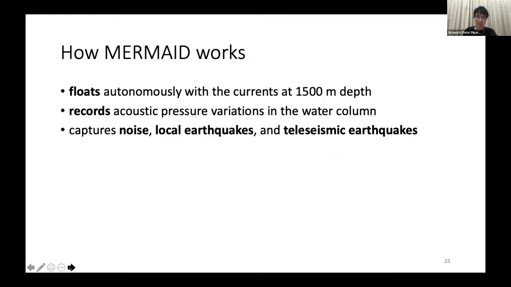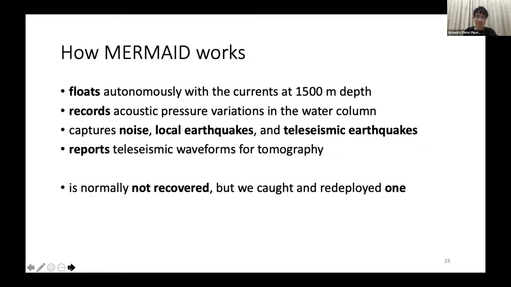So how does MERMAID work? It floats at 1500 meters depth, recording acoustic pressure variation in the water column. It captures noise, local earthquakes, and teleseismic earthquakes, and reports teleseismic waveforms for tomography. It is not normally recovered, but we caught and redeployed this one.